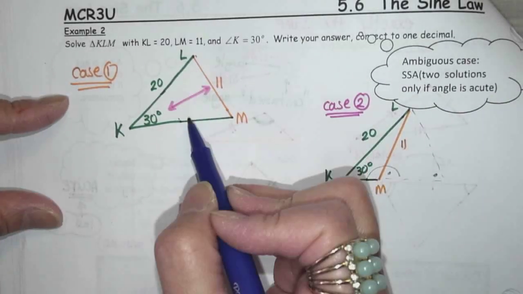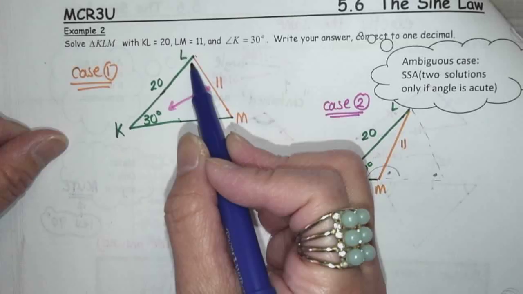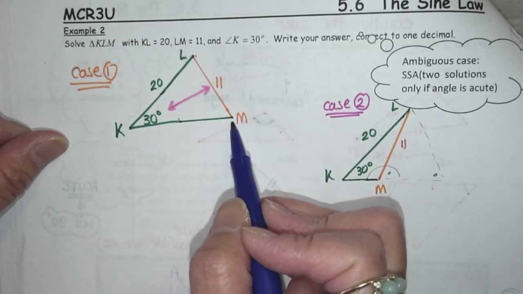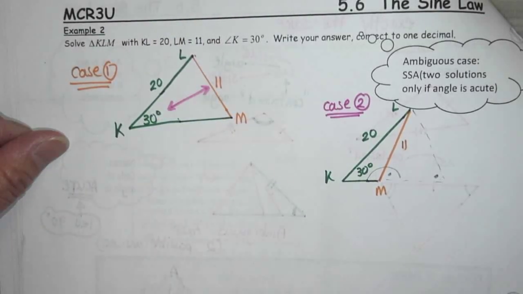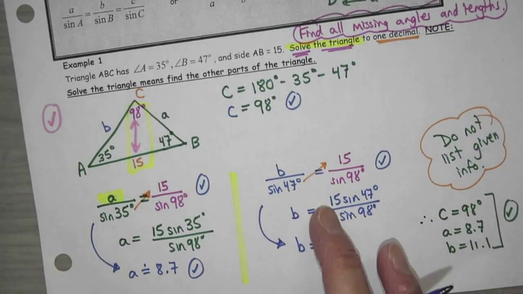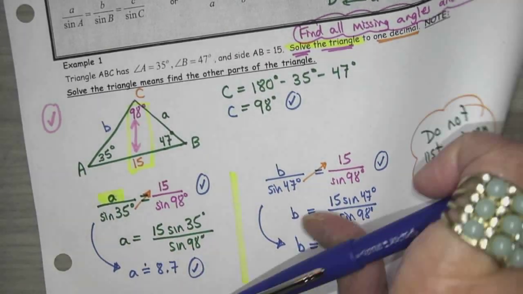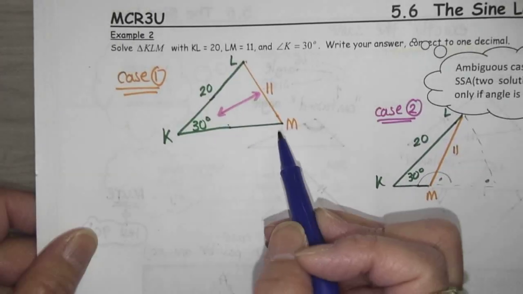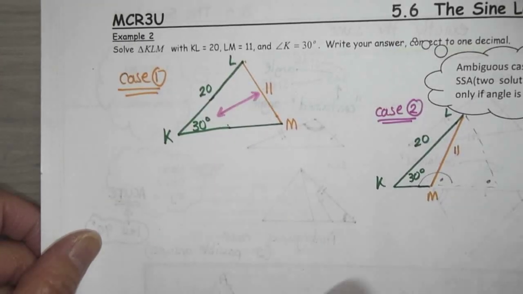You can't find L. You can find M, angle M. And guess what? There's only one thing you can find. We will all have the same first step. So in this other sine law we did here, some people might have said, oh, I found B first, and then I found A. If I give you this case, there's only one thing you can find. We all have to find M first.